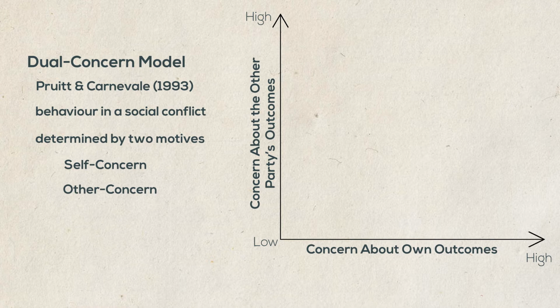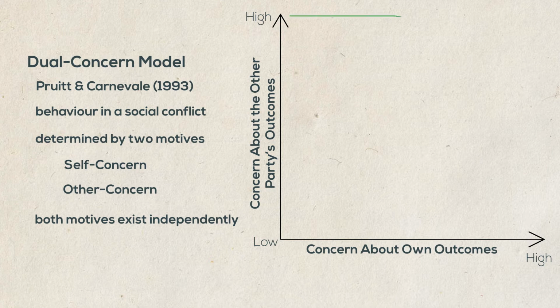Self-concern is the need to realize personal goals and interests. Other concern is the interest that the other side also achieves its goals and maximizes its gains. It is assumed that both motives exist independently of each other and can be pronounced to different degrees.